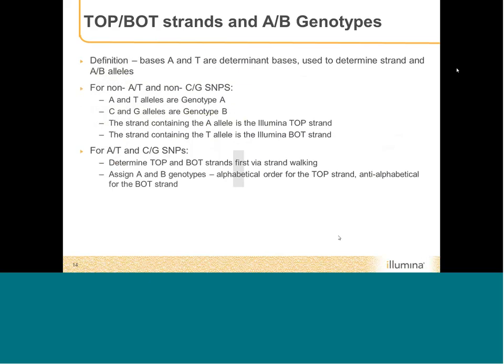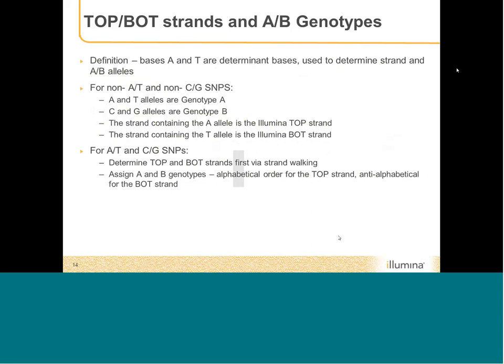Now, in a nutshell, I've put how we define top and bot in one slide. First, we designate bases A and T as determinant bases because we use these bases to determine the strand and AB alleles. Now, for non-AT and non-CG SNPs, that is AC, AG, TC, and TG SNPs, A and T alleles are always considered genotype A, regardless of which strand you're looking at, when one is A and one is T. So when you have a case where A and T are on the two strands, then you have a genotype A case. C and G are considered genotype B.